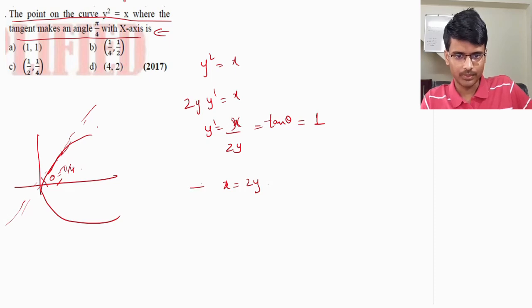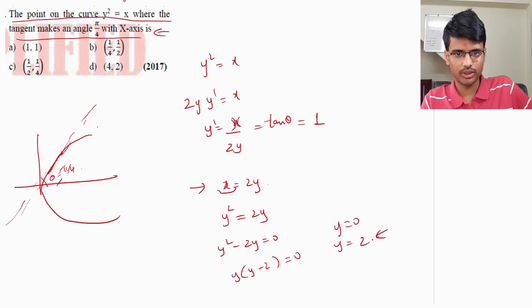Simplifying this, what is my x? x is nothing but y square. So y square equal to 2y. Here I get y square minus 2y equal to 0, so y times y minus 2 equal to 0. So y equal to 0 or y equal to 2. Let me just check this. It cannot be 0, because at 0 this is not happening. I cannot put 0, so I can put y equal to 2.